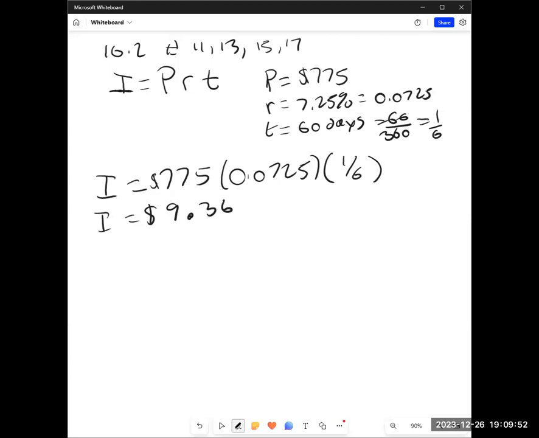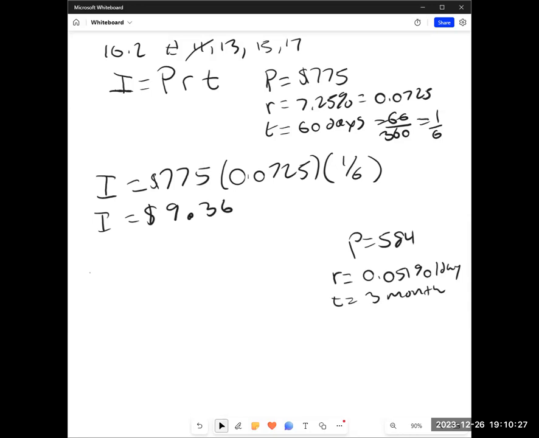Now let's look at the next problem that says that P is 584 and R is 0.051%. That's a really low interest rate, but it says per day. And T is equal to 3 months.